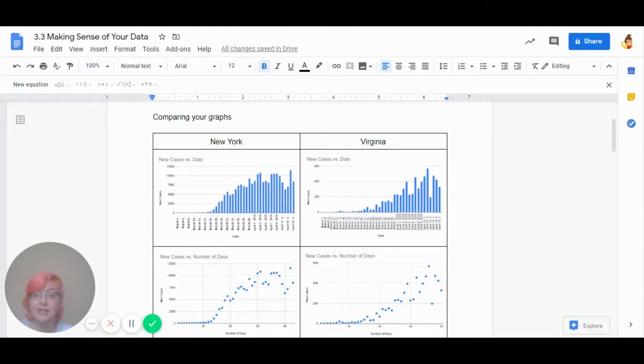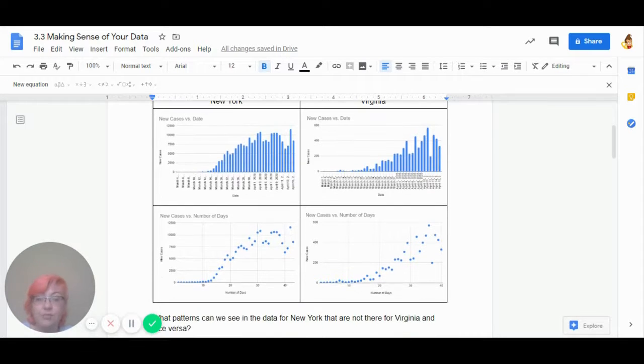Here, I took the New York State data from our last lesson, and I did the same analysis with data from the state of Virginia. Now you can see here there's a very distinct difference in not only the shape of the data, but the number. You can see here that our scale for new cases in New York goes all the way up to 12,500, whereas in Virginia, our scale goes up to about 600. Looking at our scatter plot, you can see a lot more variation in later days in Virginia.